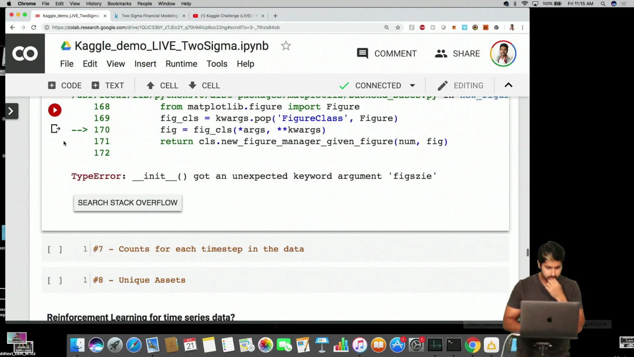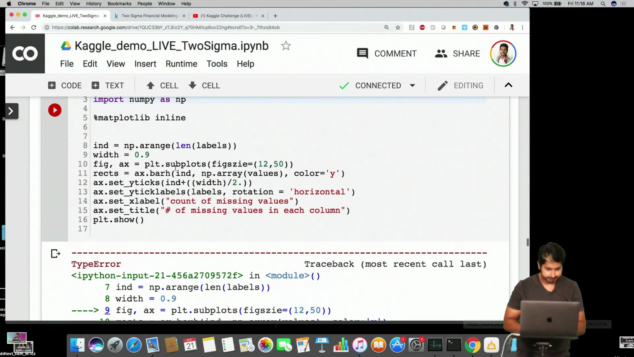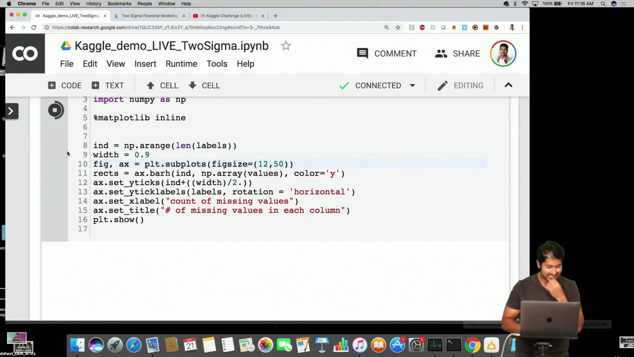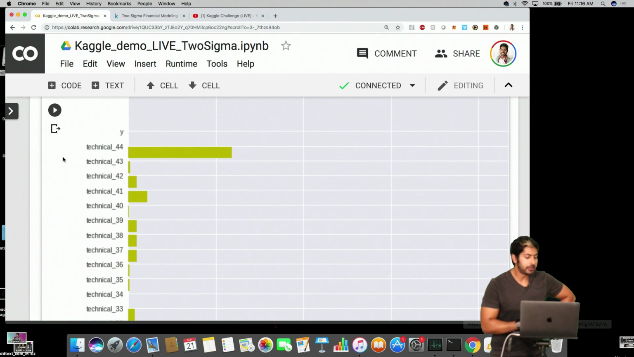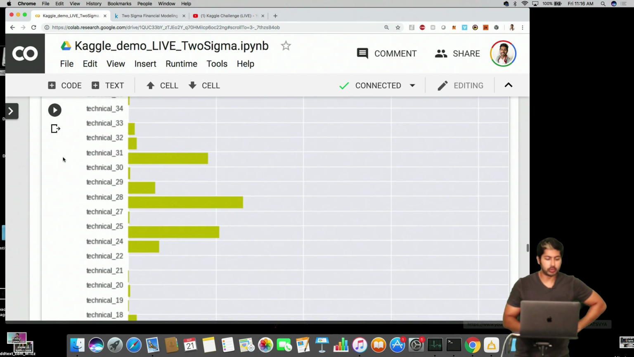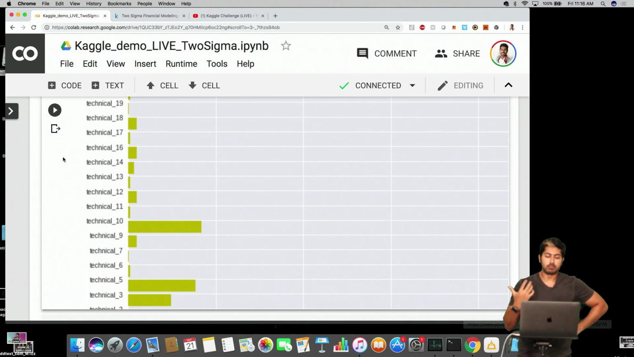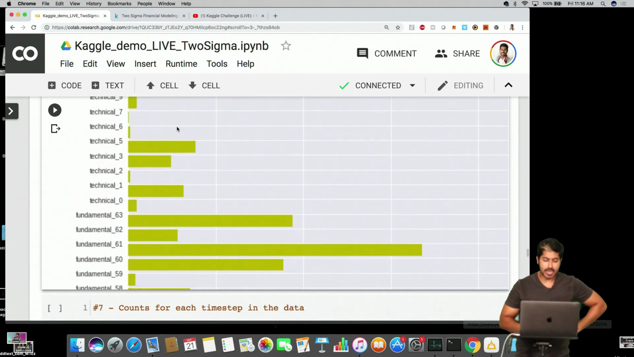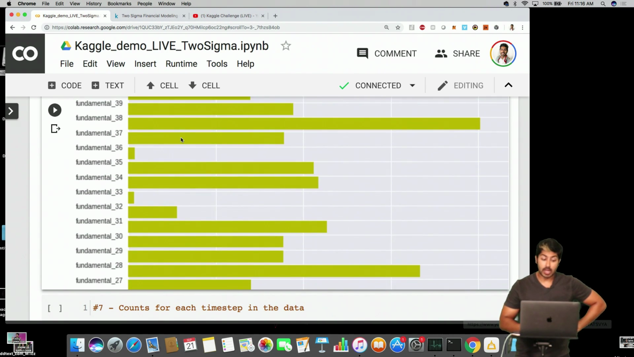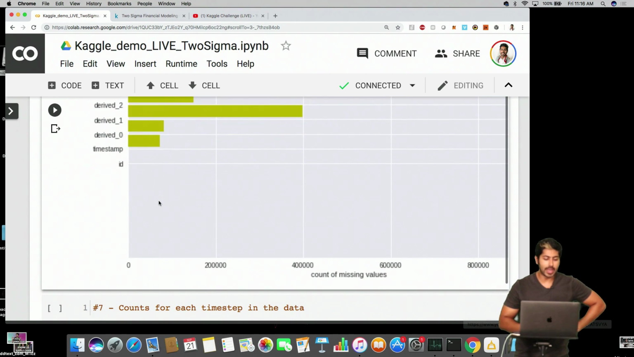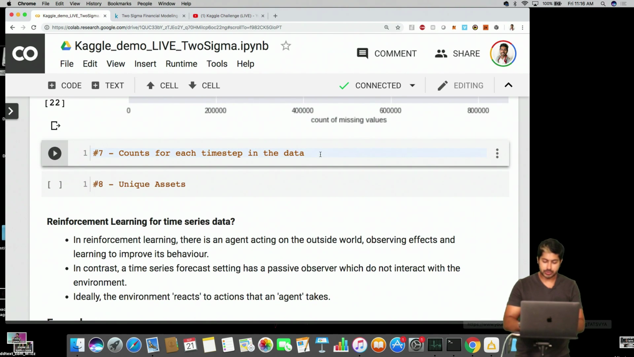Okay. Fig size, right? So sometimes you just gotta deal with these errors. Nice. Okay, so it looks like we've got quite a lot of missing values in our data. We could just clean them all out, but this is a good step to... wow, fundamental 61 has a lot of missing values. So there's a lot of missing values in this data. Okay, so that's what we wanted to do, was just to see that.